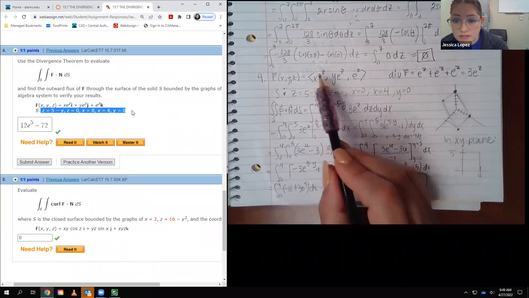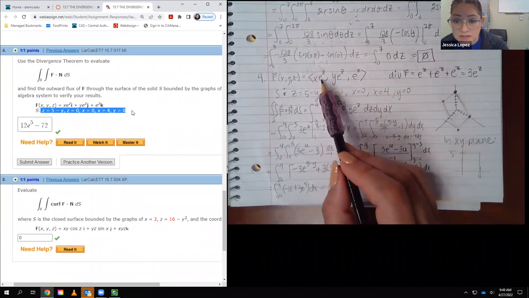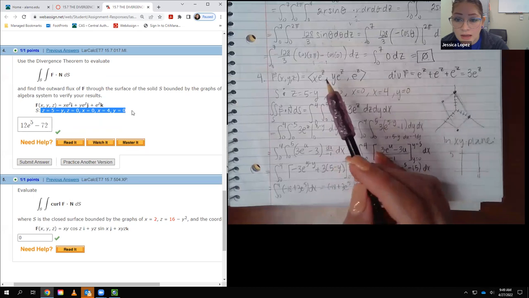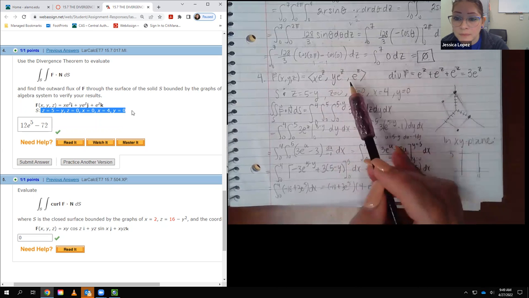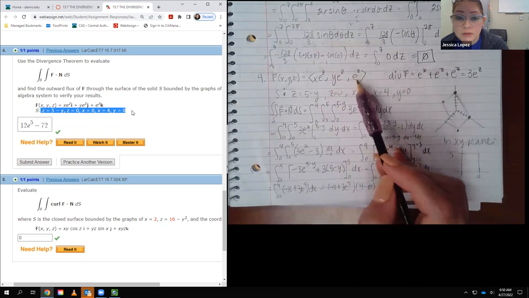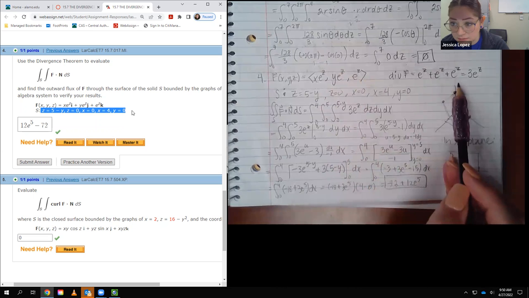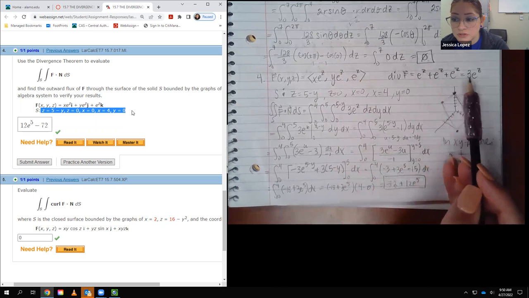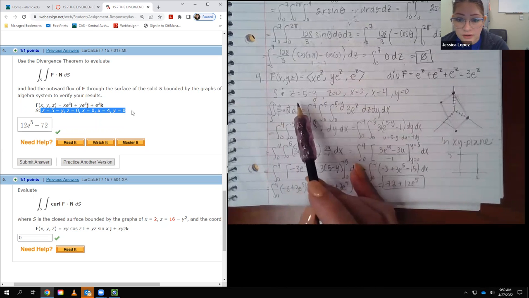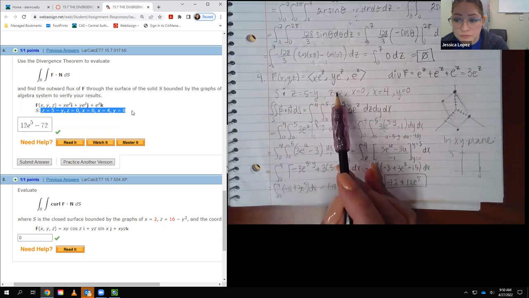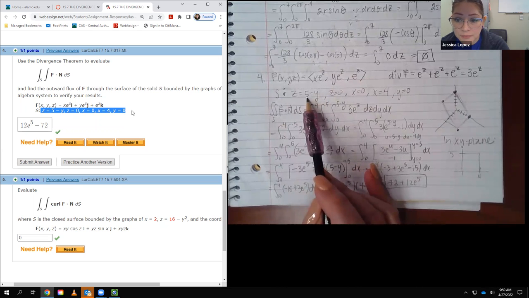So the derivative of this with respect to x would just be this constant multiplier. And then the derivative of this with respect to y would be this constant multiplier. And the derivative of e to the z with respect to z is e to the z. So really you're just adding up a bunch of e to the z's, which means you have three e to the z. Now, as far as my surface here, z is obviously going from zero to this plane here.